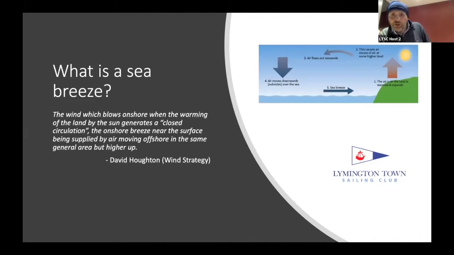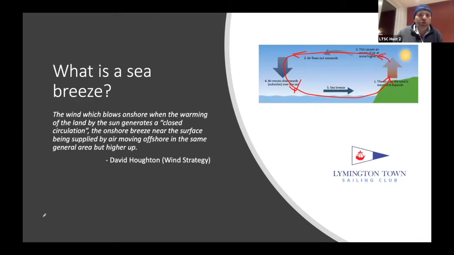So it's a circulation. The way that David Houghton explains it in the Bible, Wind Strategy, is the wind which blows onshore when the warming of the land by the sun generates a closed circulation. So that's this loop I'm talking about here. Let me highlight that for you. Think of it as a circulation. It's going out, round, and like that, and in.